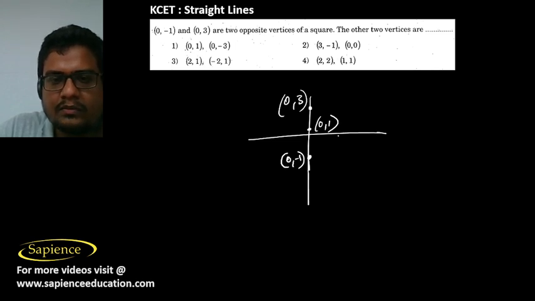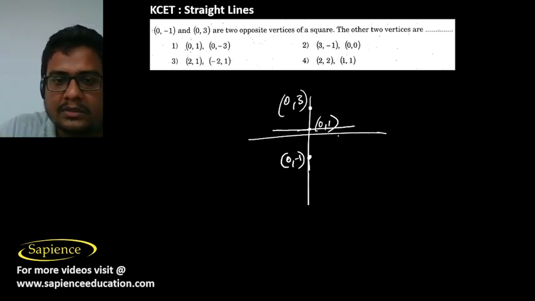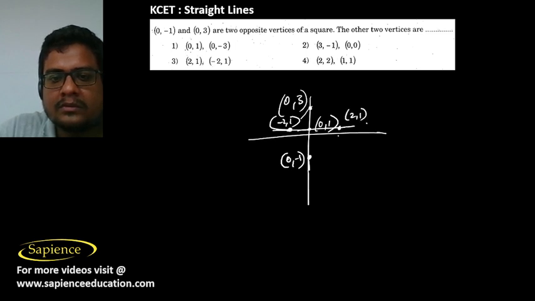So this will be the other diagonal, y is equal to 1. This should be again the midpoint, and these lengths also should be the same, since in a square the diagonals are of the same length. Now this is 2 units, this is also 2 units, so this should be (minus 2, 1), and this should be the required square. Option 3 is the correct answer.